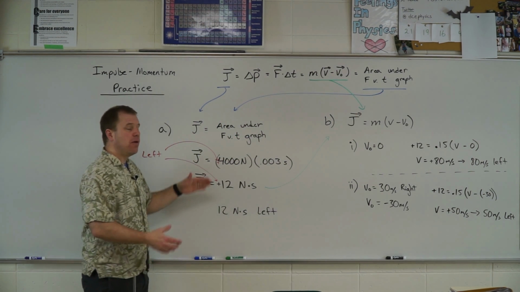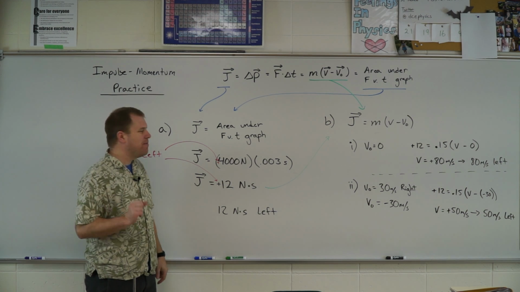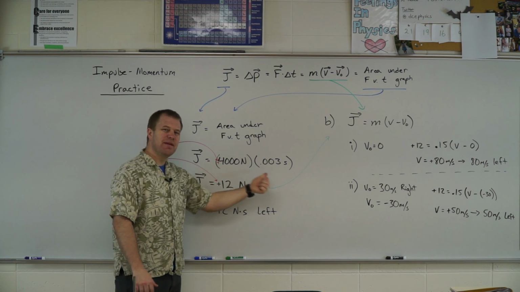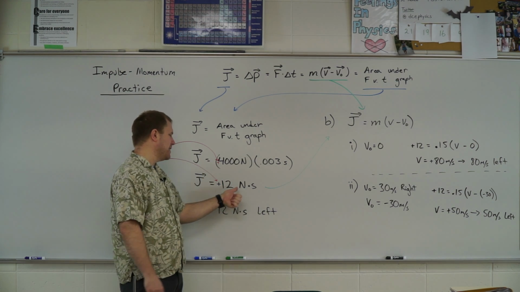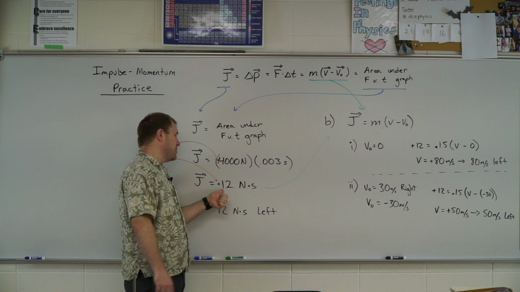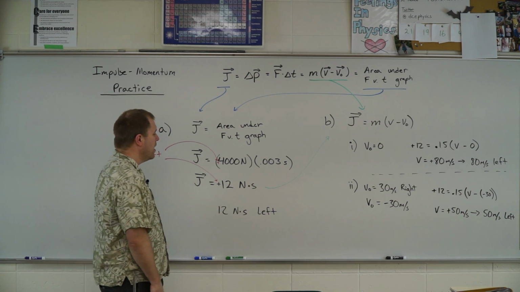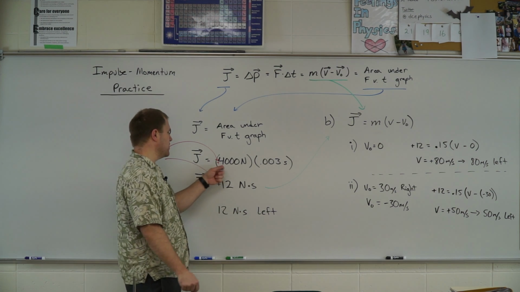Now, when you did this, many of you might have missed this. This was in kilonewtons and milliseconds. If you just kept those values, you would have gotten kilonewtons times milliseconds, but you still would have gotten the 12 numbers. So just make sure you're careful about those units though.